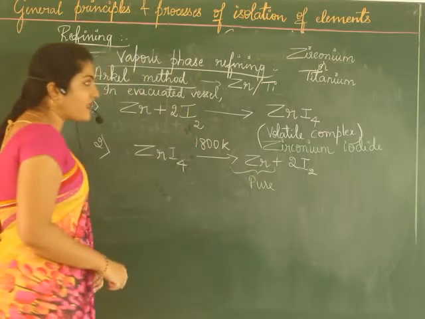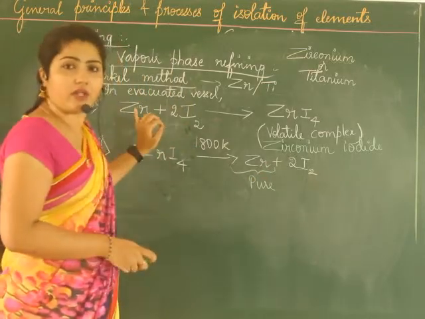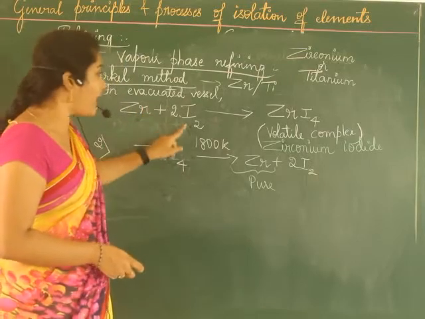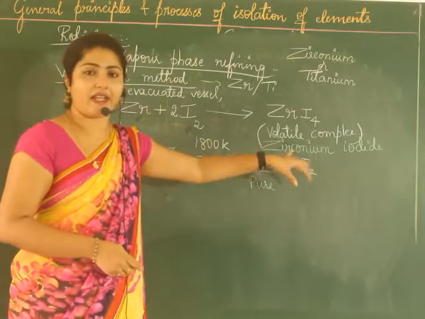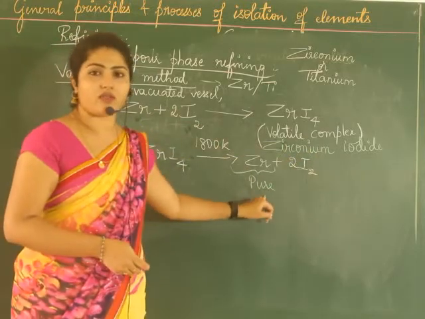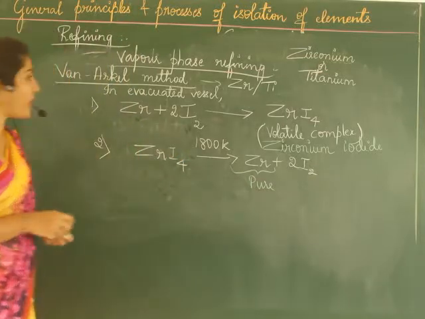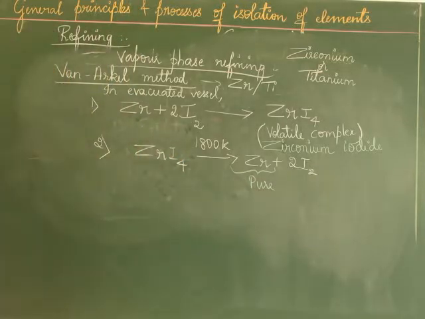If they ask you for titanium, it is exactly the same. Replace zirconium by titanium. Ti plus 2I2 gives TiI4, titanium iodide. Then titanium iodide will be decomposed to give titanium and iodine. Is that clear? Okay. Moving on to the next important method.